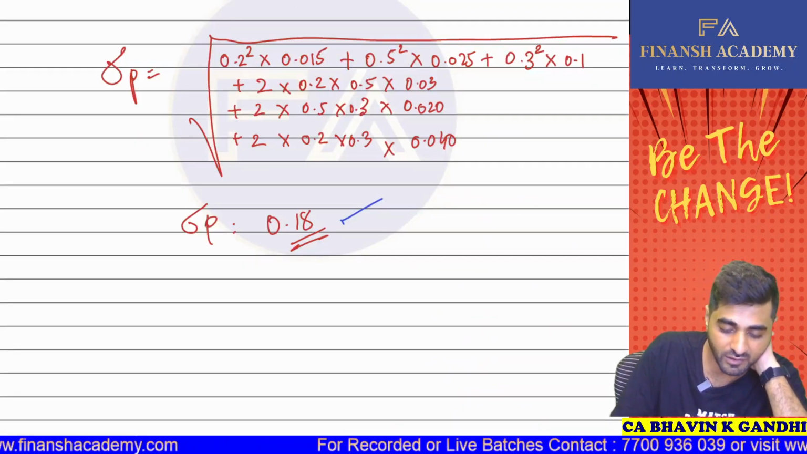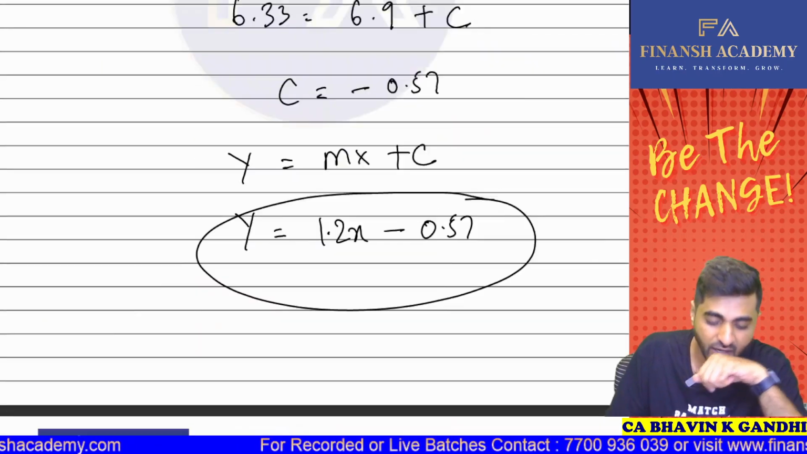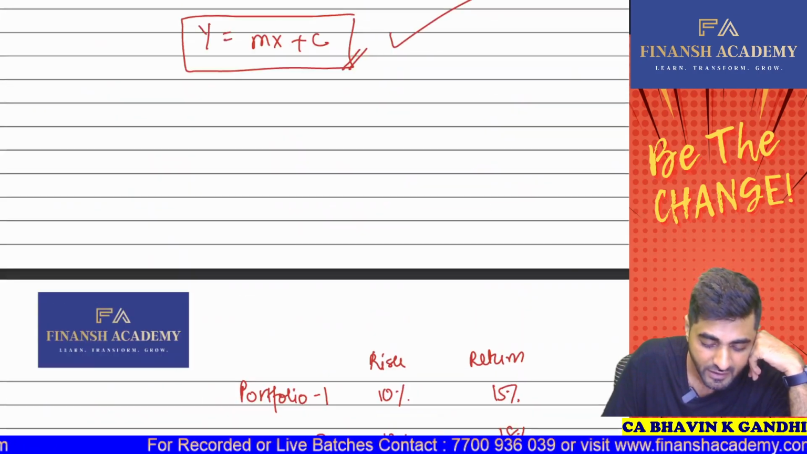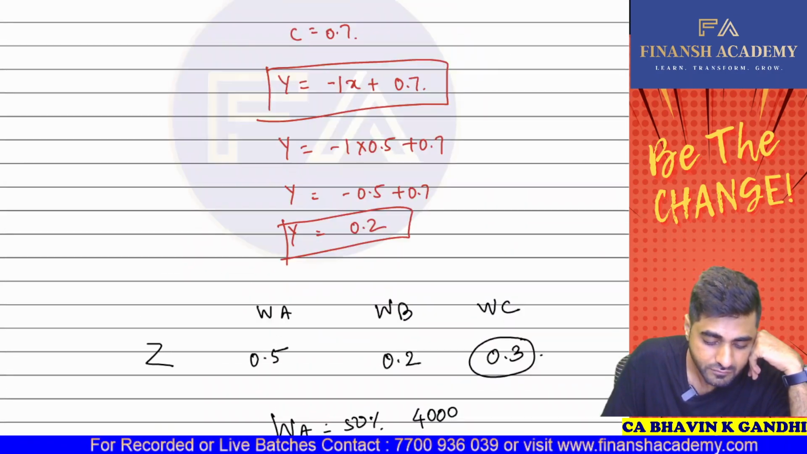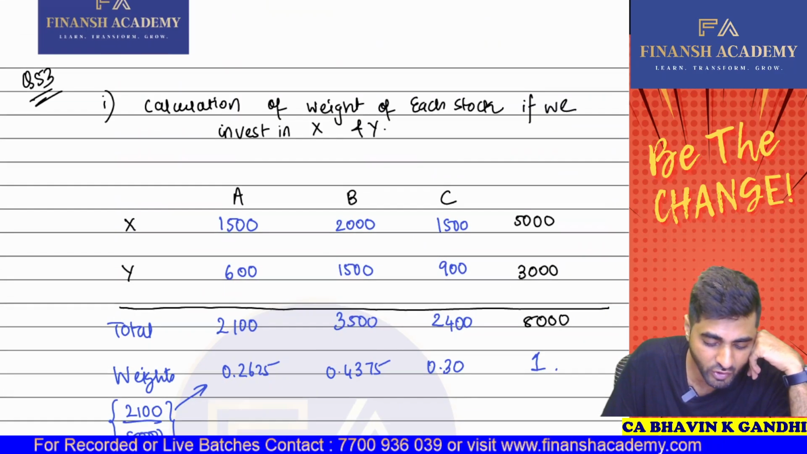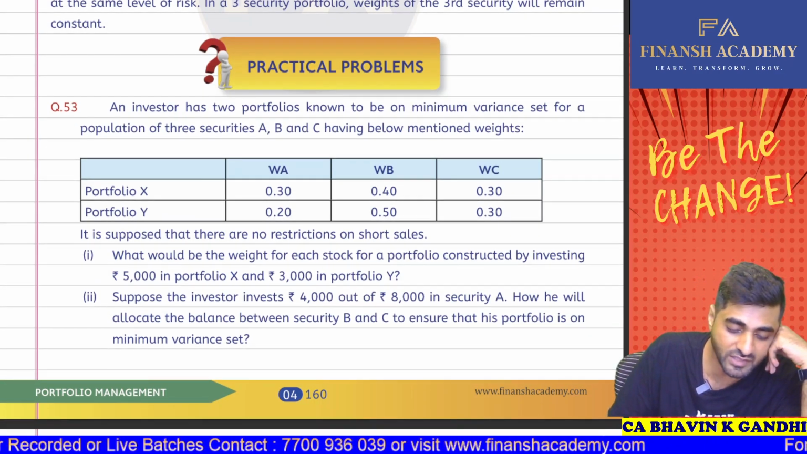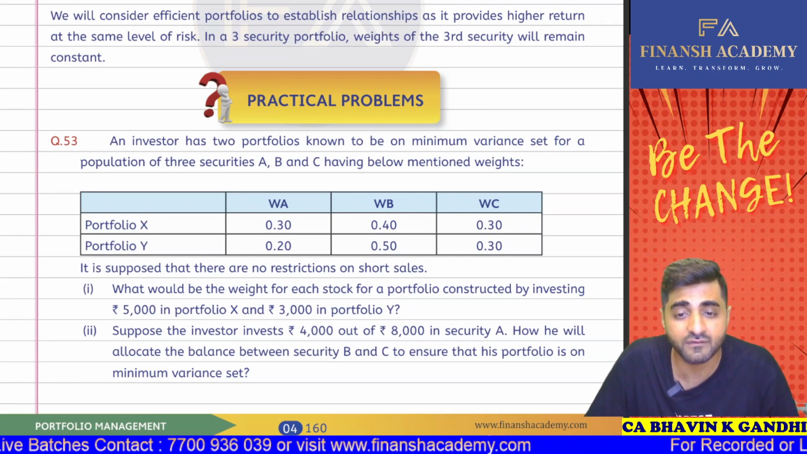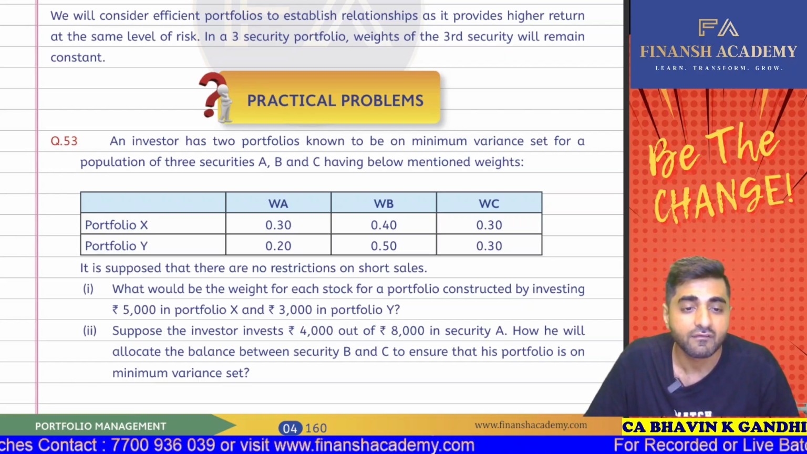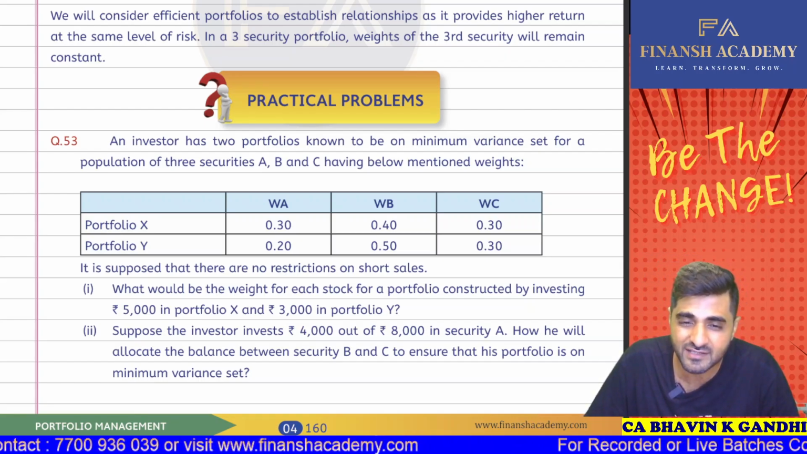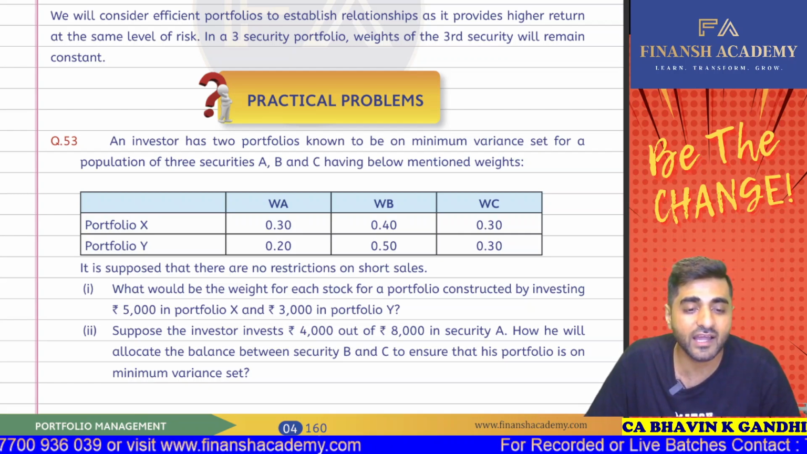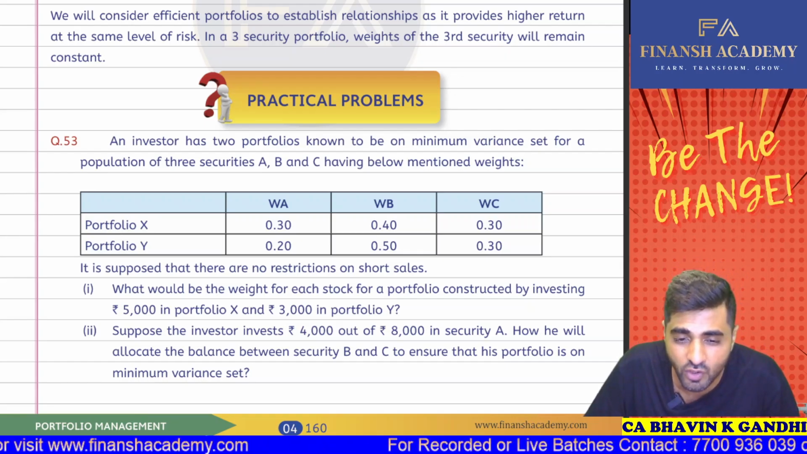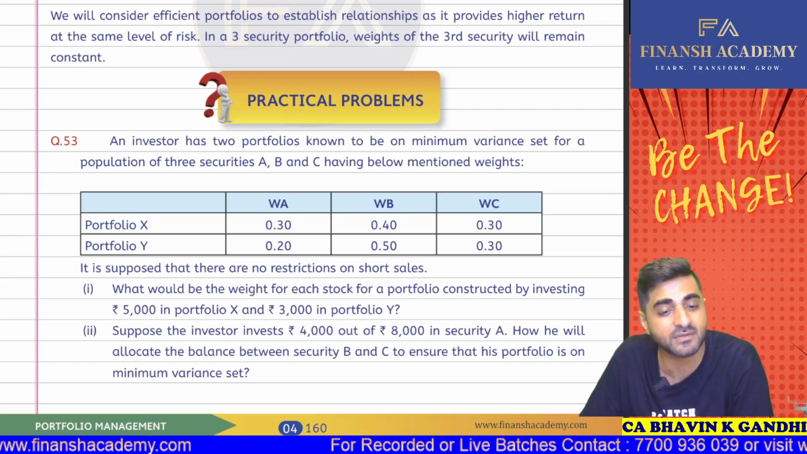Now I'll make you understand this particular question, only one question that is part of the same thing. So let us now come to question number 53. What is there in question number 53? An investor has two portfolios, which are known to be on the minimum variance set for a population of three securities A, B, and C, having the below mentioned weights. So we have portfolio X and Y with weights of A, B, and C. It is supposed that there is no restriction on short sales, so short sales are permissible.